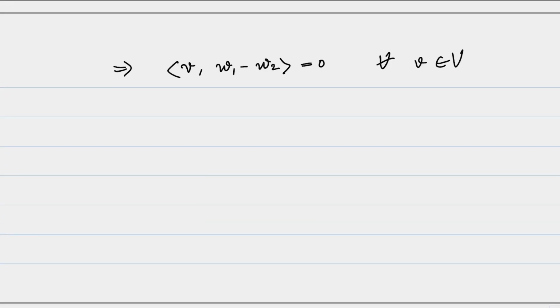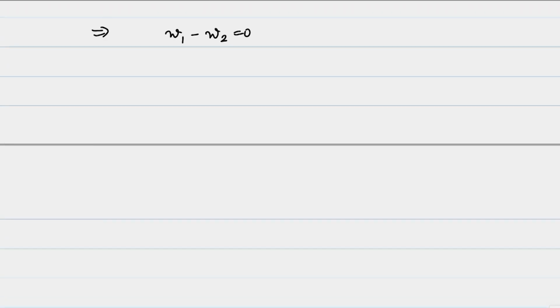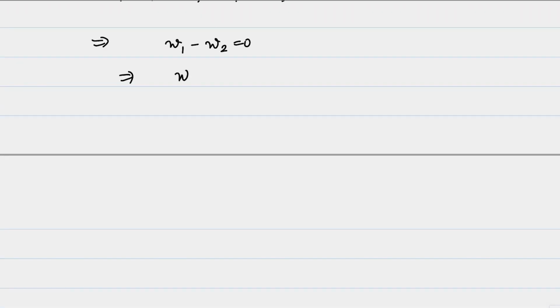But in particular, this is also true for V equal to W1 minus W2. We have the inner product of W1 minus W2 comma W1 minus W2 being equal to 0. This is 0 only when the vector itself is 0. But this implies that W1 minus W2 is equal to the 0 vector, which implies W1 is equal to W2. And that's what we had set out to prove. So that is just one vector.